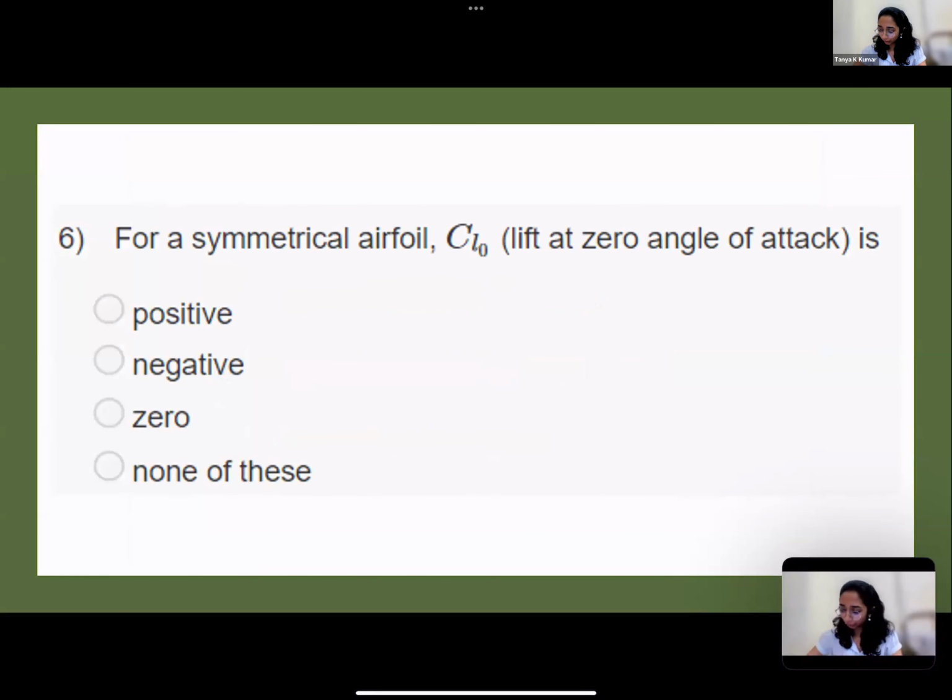For a symmetric airfoil, CL naught is positive, negative, 0, or none of these. What is it? 0, yes. So for a symmetric airfoil, the curve is something like this, CL versus alpha, this is symmetric. And for a cambered airfoil, it's like this. So this is for cambered.